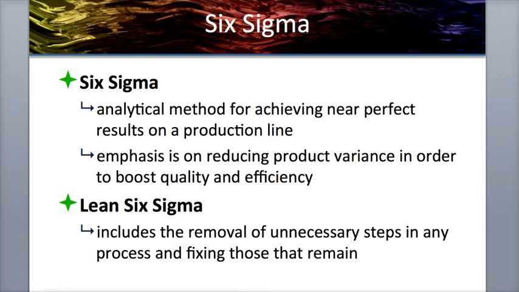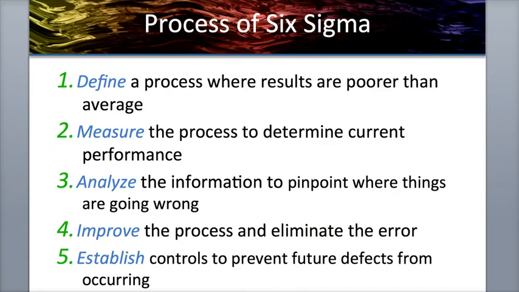So lean Six Sigma is the removal of unnecessary steps and fixing what's remaining. So if it was 45 steps to make a bicycle, maybe we'll be able to cut out a certain amount of those steps or streamline or make things more efficient in a way that will help the company make higher quality and lower cost products.